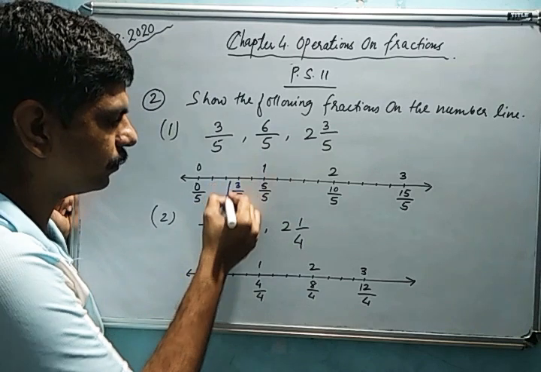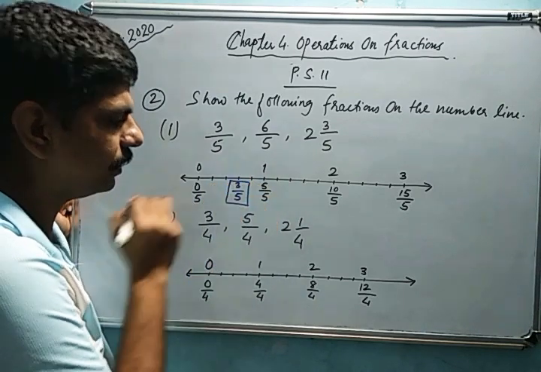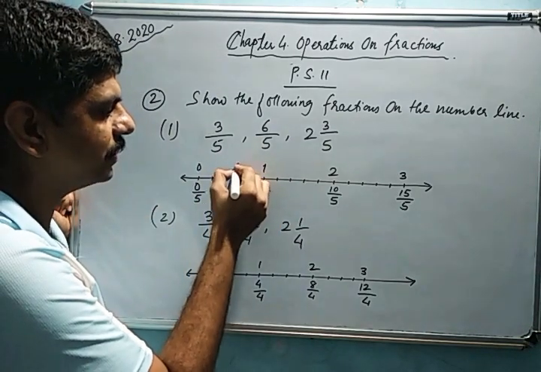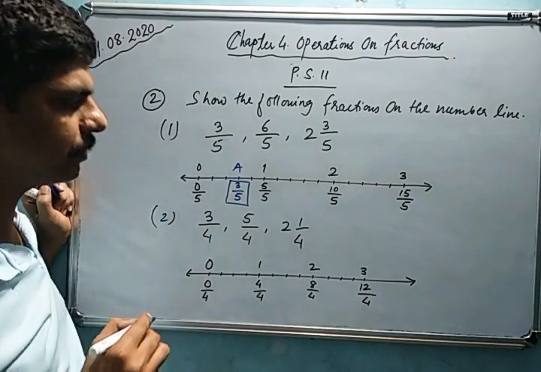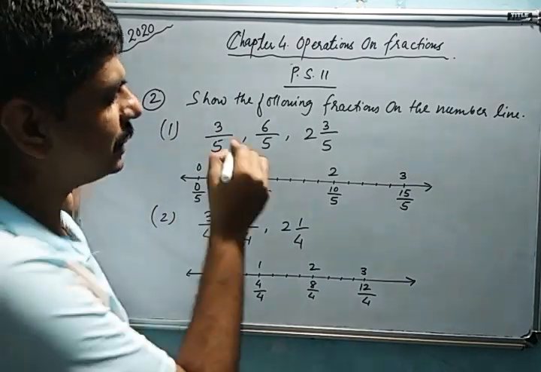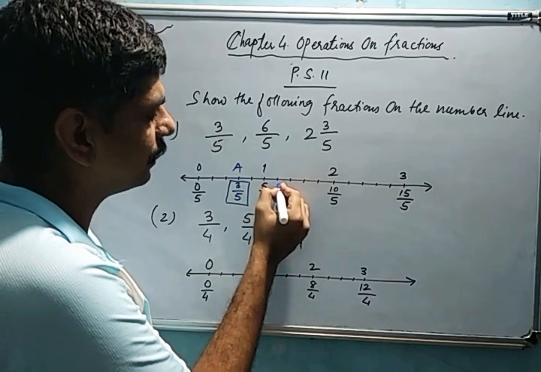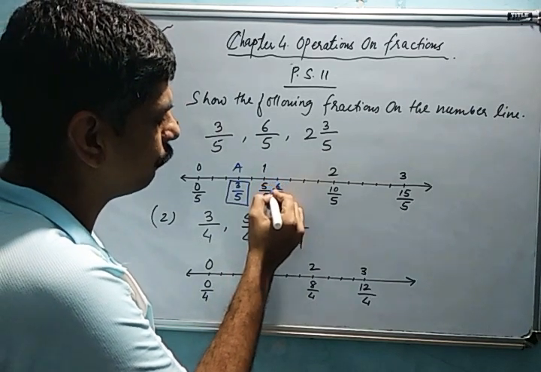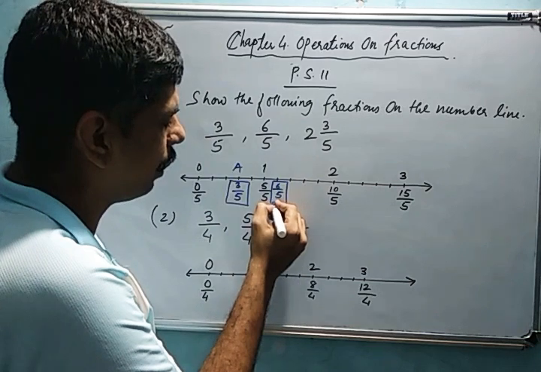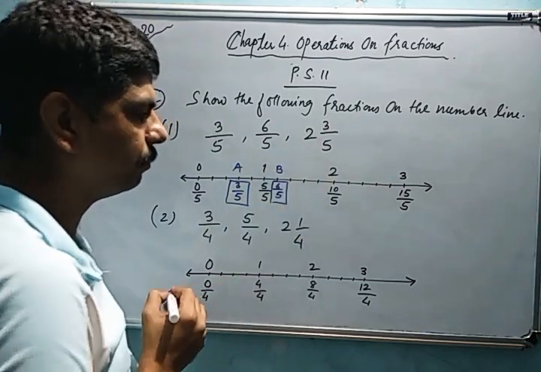Is it clear? I have marked it here as 3 upon 5. Let this be point A, as represented by A. Then 6 upon 5. So after 5, I can write here 6 upon 5. I'll mark this as point B.